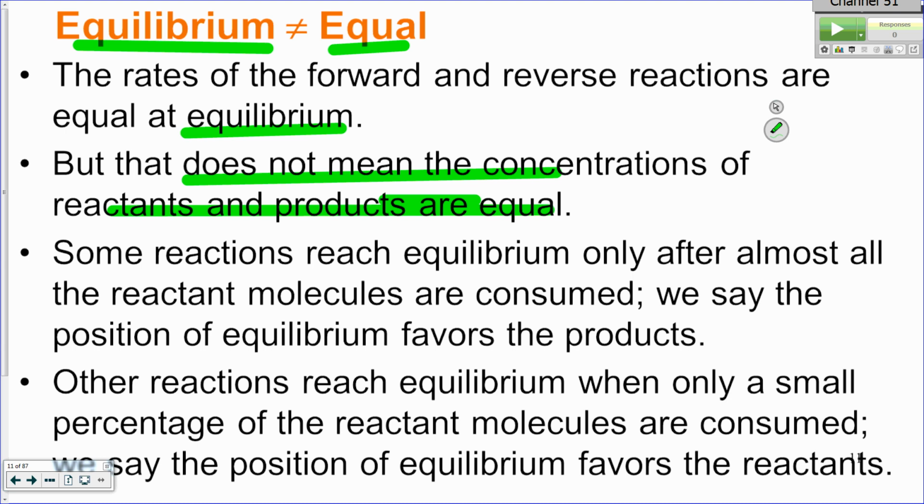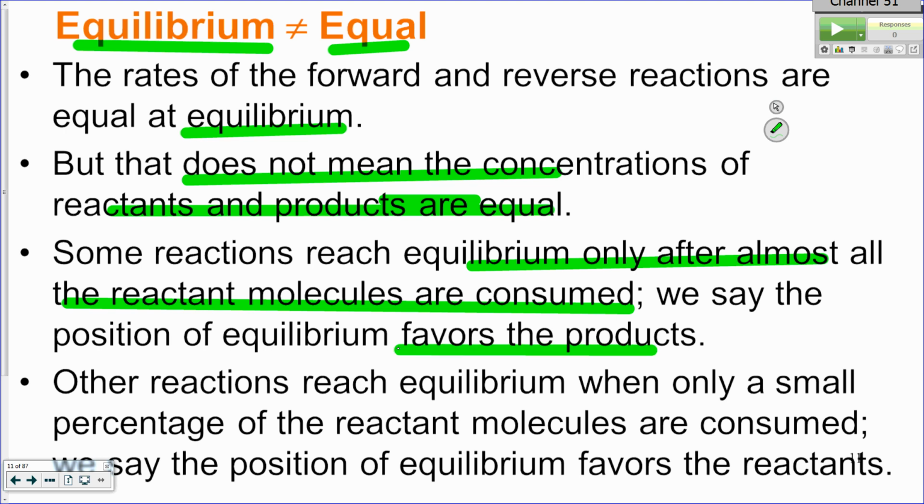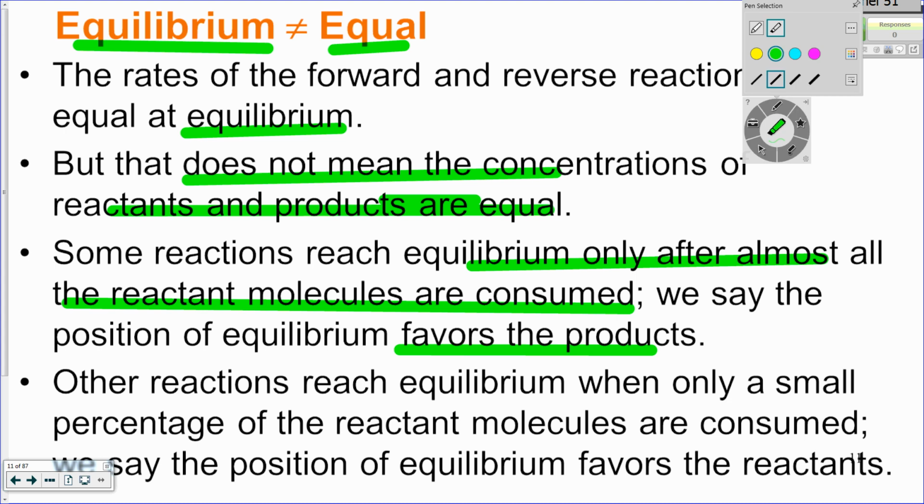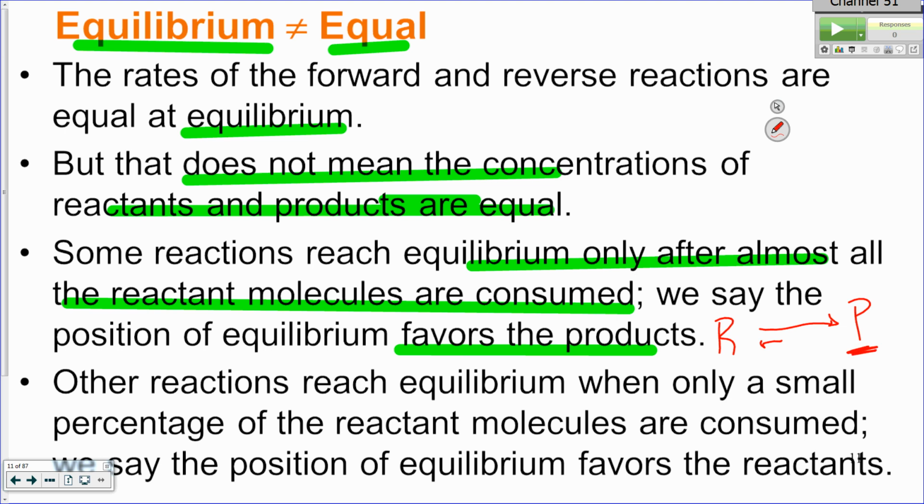So what happens with some reactions is equilibrium is reached after almost all of the reactants have been consumed. If that's the type of condition, we say that system favors the products. It went forward a long ways. If we think about the magnitudes of the arrows, it would have gone forwards a long ways and reverse just a little bit. There's not very much reactants left. Everything's over here. R for reactants, P for products. Everything's here on the product side.